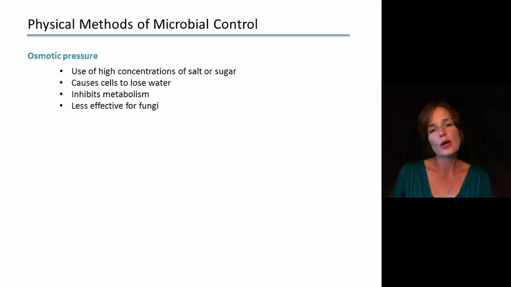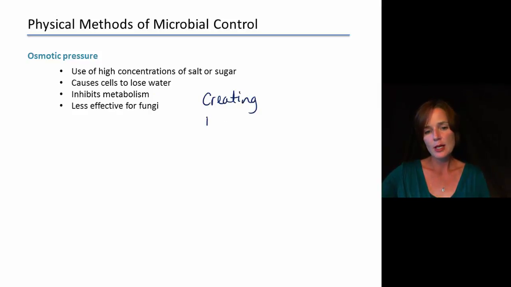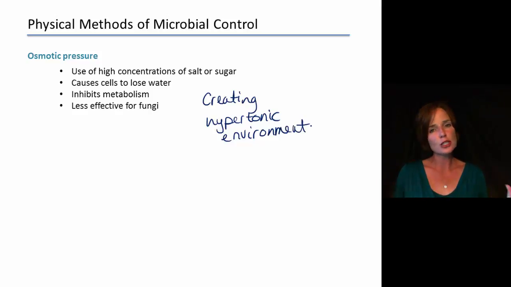Osmotic pressure is also one way that we can control microbe growth. This uses high concentrations of salt and sugar applied on the outside of an organism. What it ultimately does is cause the water to want to move out of the cell, because we are creating a hypertonic environment. When the water moves out, if too much water leaves, the cell is ultimately going to die. This inhibits metabolism because water is so important for overall metabolic processes.